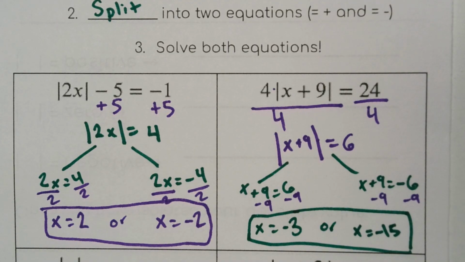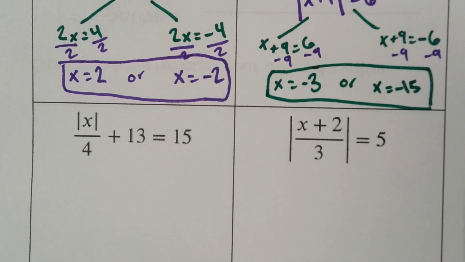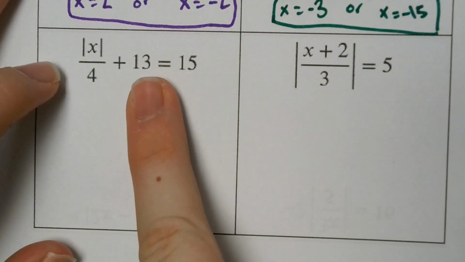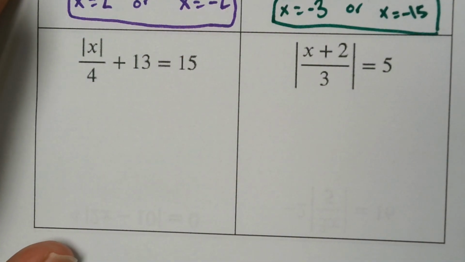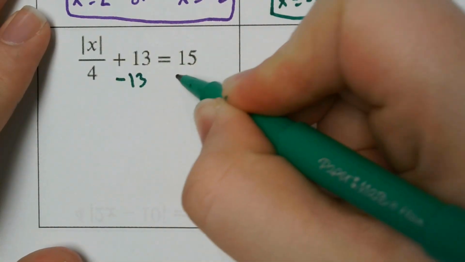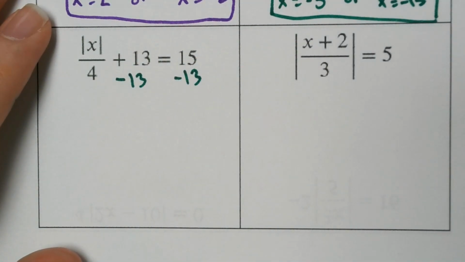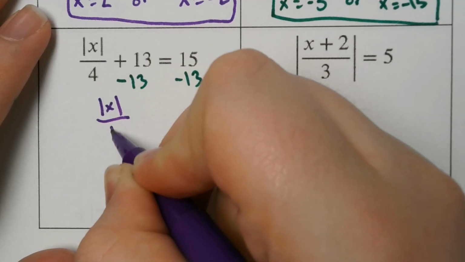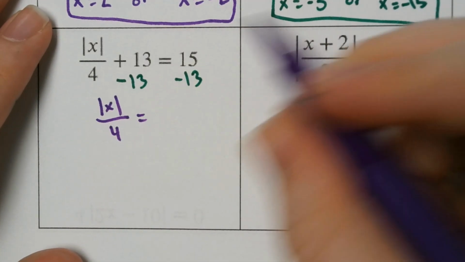Any questions on that one? Sweet. Move on to this next one. So on this one, what do we have to get rid of first? Yep, the 13. How do we get rid of a plus 13? Good. So we have the absolute value of x over 4 equals 2.